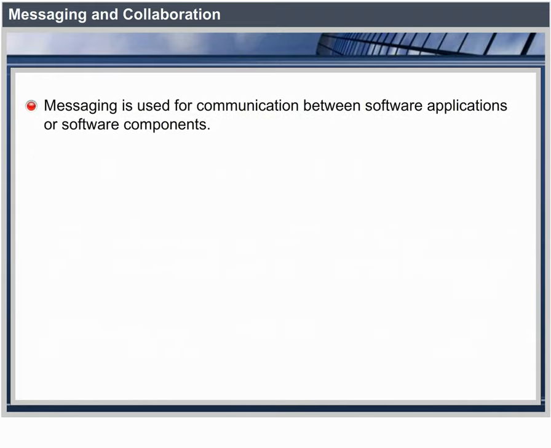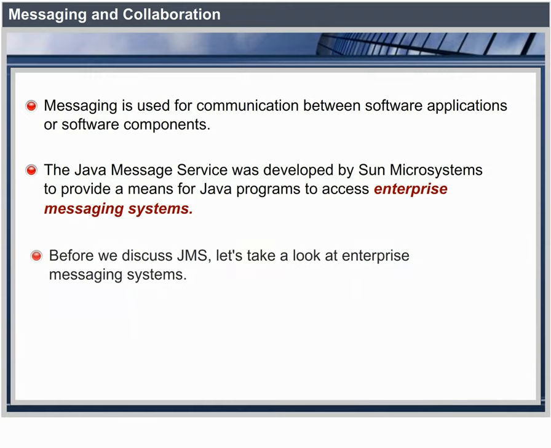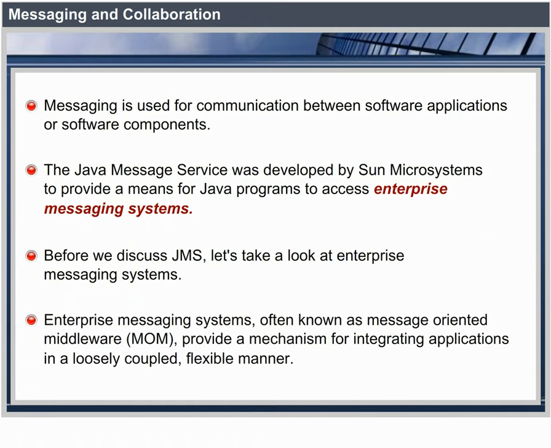Messaging is used for communication between software applications or software components. The Java Message Service was developed by Sun Microsystems to provide a means for Java programs to access enterprise messaging systems. Before we discuss JMS, let's take a look at enterprise messaging systems. Enterprise messaging systems, often known as message-oriented middleware, MOM, provide a mechanism for integrating applications in a loosely coupled, flexible manner.